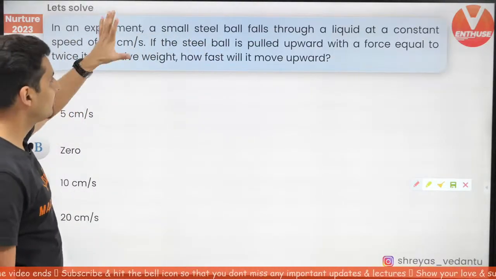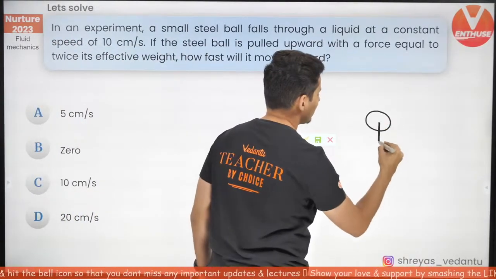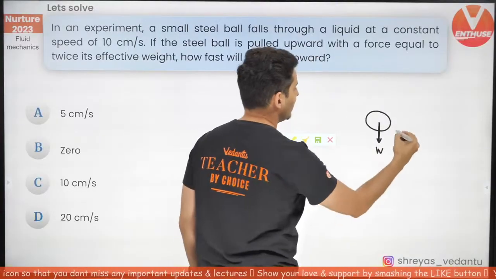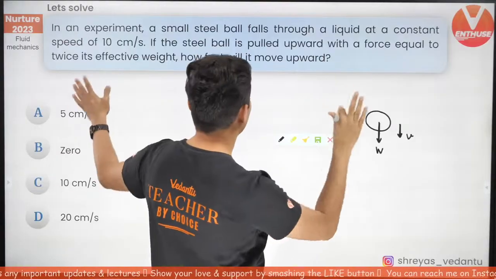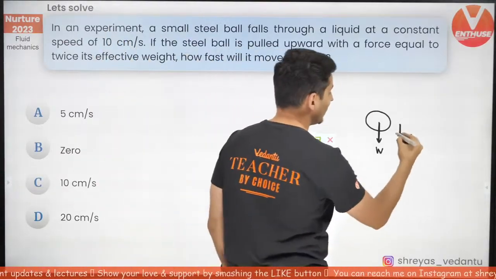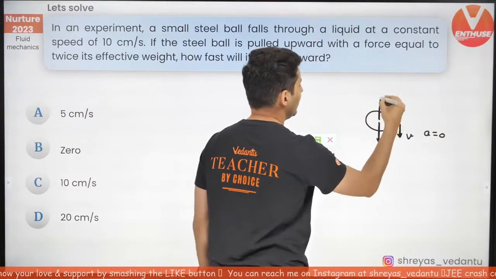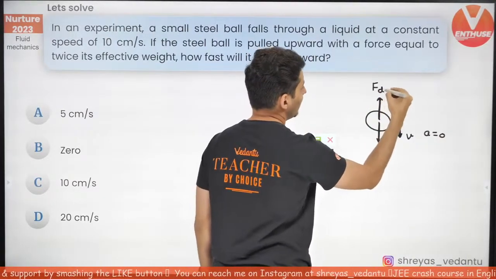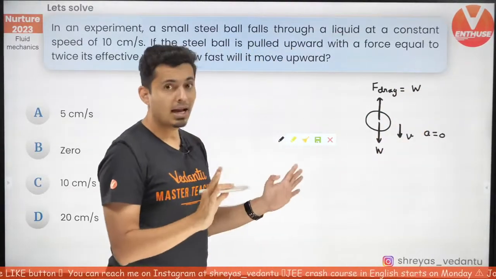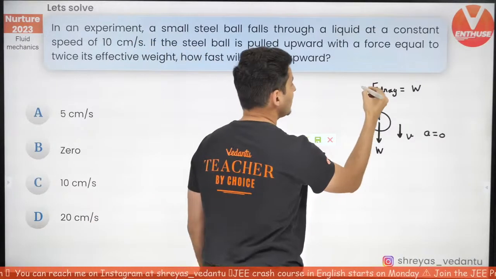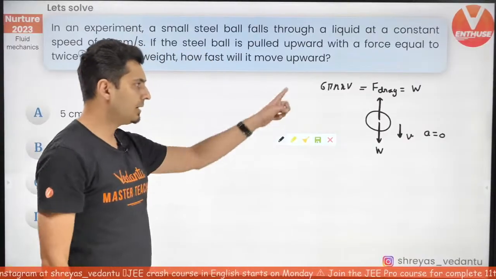Okay, so what do we have? We have a ball, all right. So that ball has its own weight, W, and it is thrown down like this with some velocity. Or it's falling down at a constant speed. If it is falling down at constant speed, that means acceleration is 0. That means the drag force or viscous force should be equal to the weight. And what is drag force equal to? Drag force is 6 pi eta r v. That's what I told you.